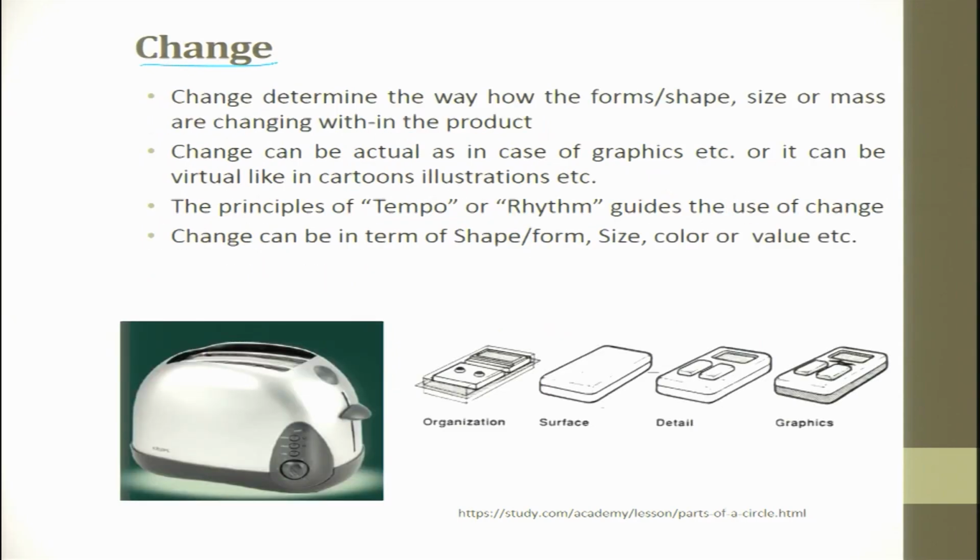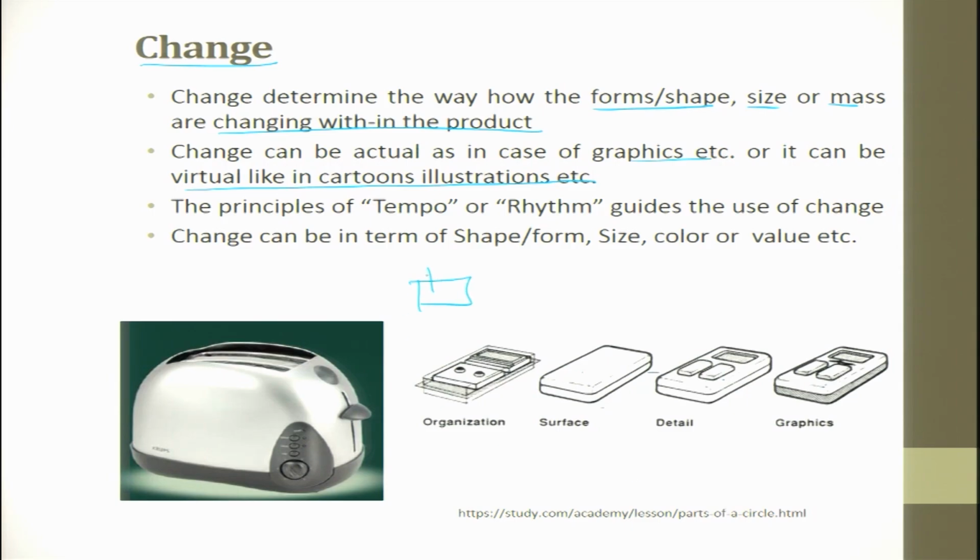The change determines the way how the form, shape, size or mass are changing within the product, right. So, how was it and how did it get changed from time to time? The changes can be actual, as in the case of graphics, etc., or it can be virtual like a cartoon illustration, etc. So, you can draw something and you can keep on changing it.